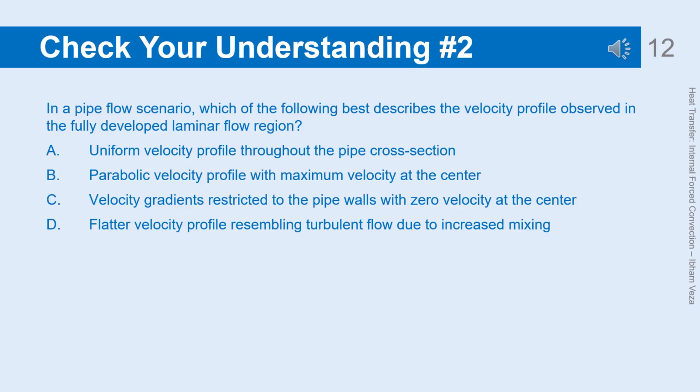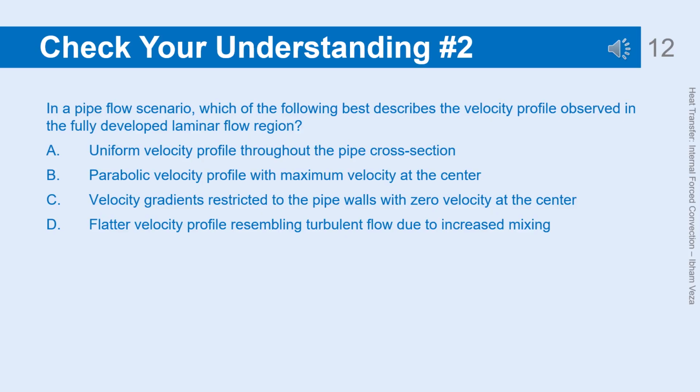C. Velocity gradients restricted to the pipe walls with zero velocity at the center. This is incorrect because in fully developed laminar flow, the velocity is highest at the center and decreases toward the walls due to the no-slip boundary condition.